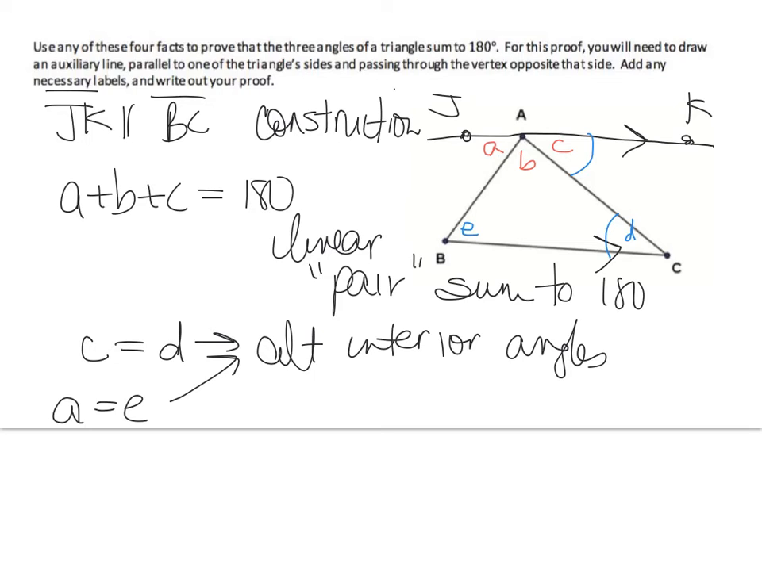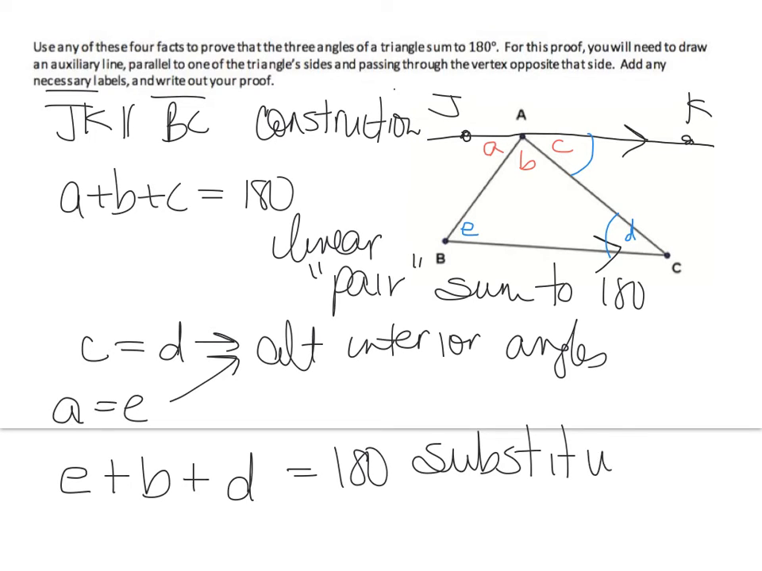Now I can substitute these two equalities into that equation. So instead of A, I'm going to write E. Instead of C, I'm going to write D. So E plus B plus D equals 180 degrees because of the substitution property of equality. And we're done. Okay, now we have another tool in our toolbox. Interior angles of a triangle equal 180. Very exciting.